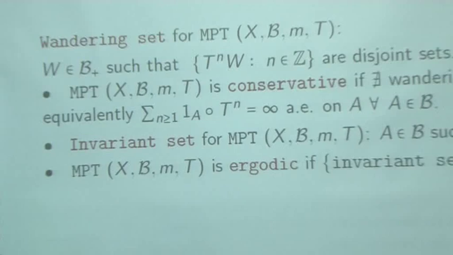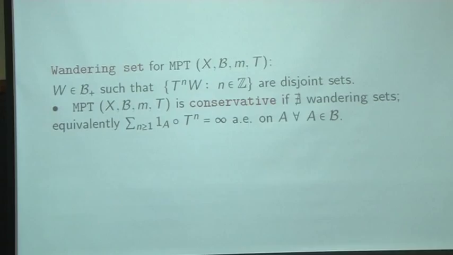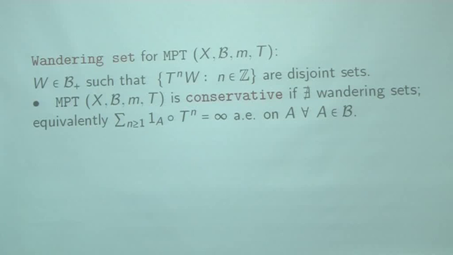Okay, so that's conservative. So for example, if you had an equivalent probability that you preserved, then you couldn't have a wandering set. That's called the Poincaré recurrence theorem. And when we have infinite measure, you don't have this particular Poincaré recurrence theorem, so it's not automatic, you need to consider a separate property.